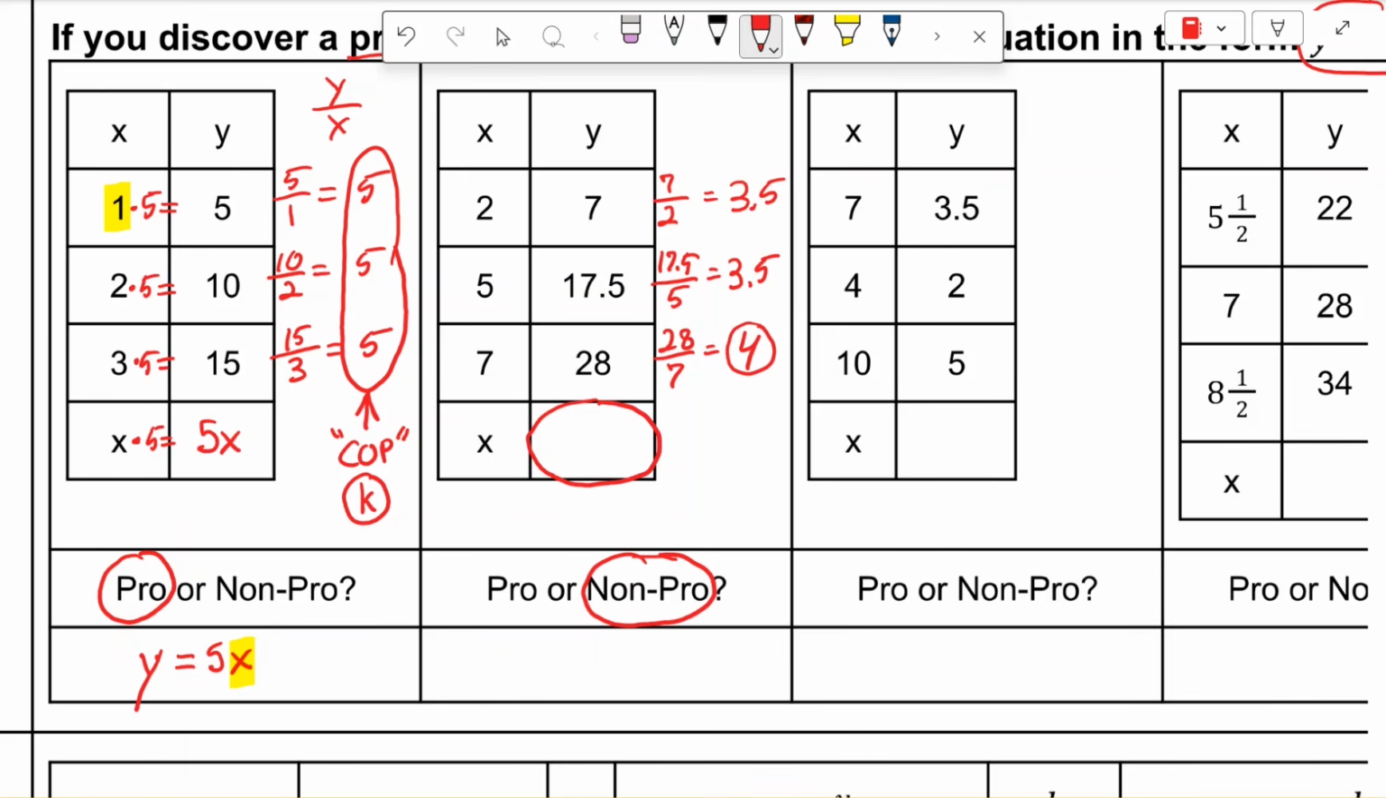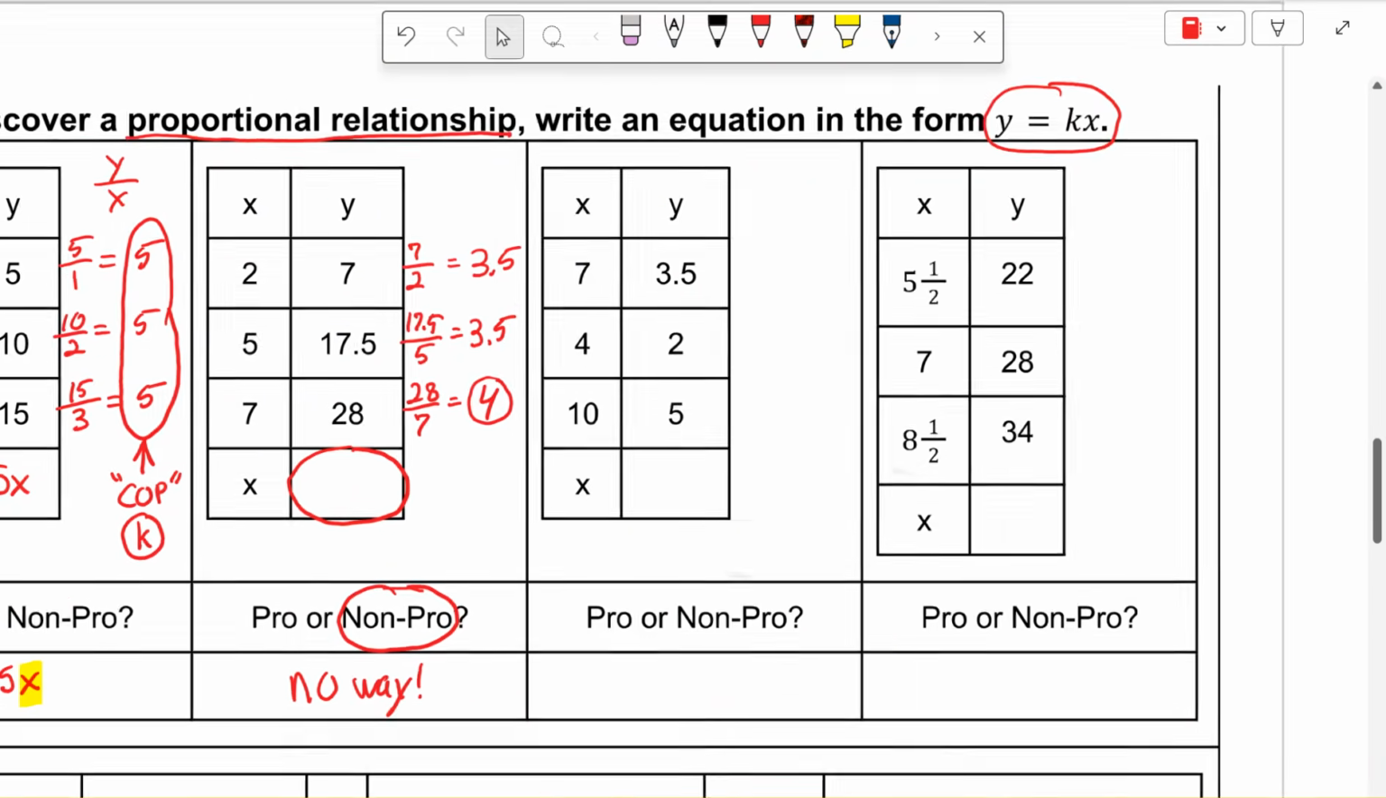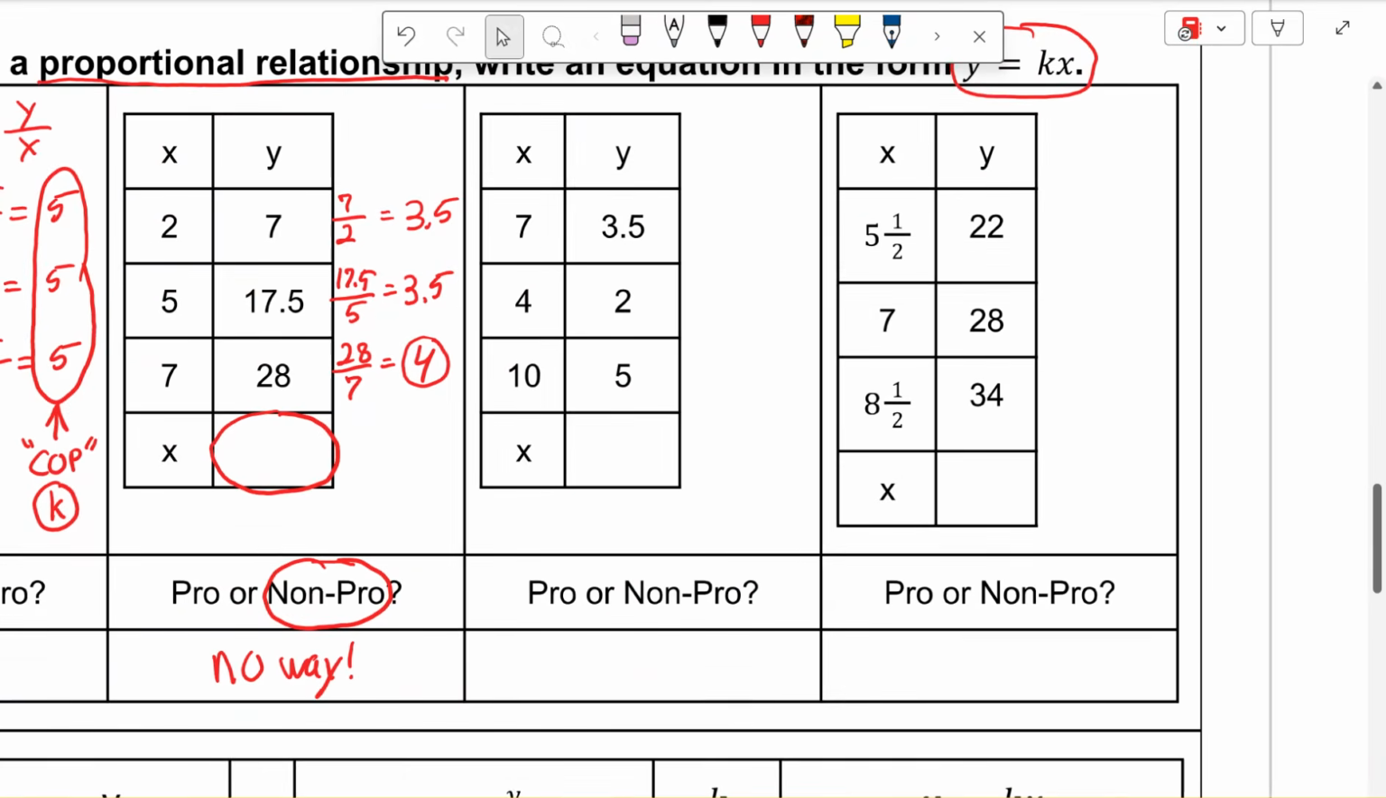And to write an equation, you can't write an equation because you don't have a consistent k, because it's non-proportional. So there's no way to write an equation for a non-proportional relationship with y equals kx. Okay? So go ahead and pause the video and try another one. Pause now.